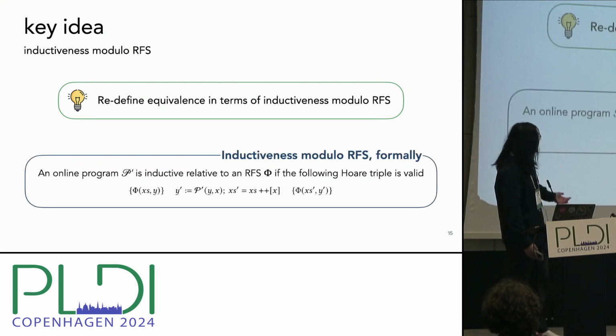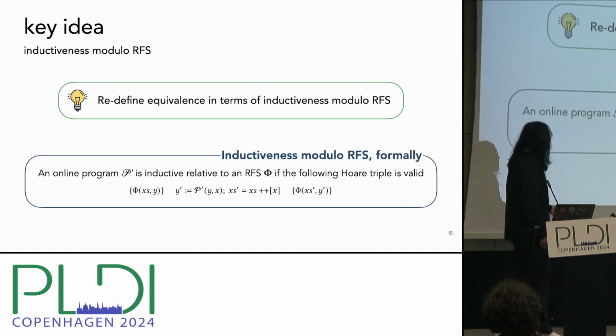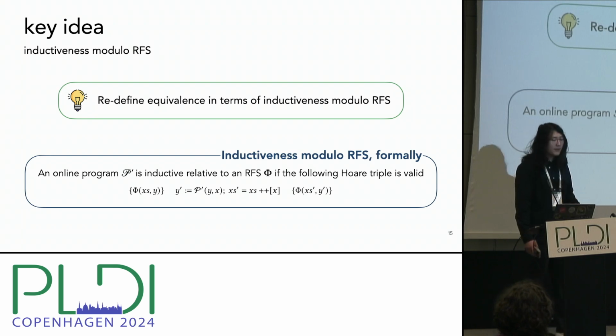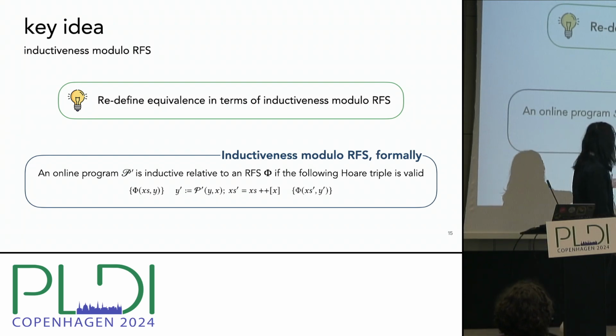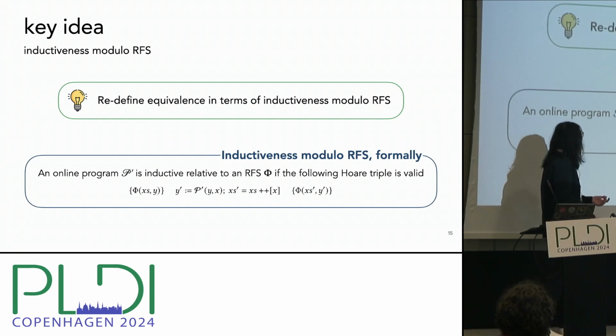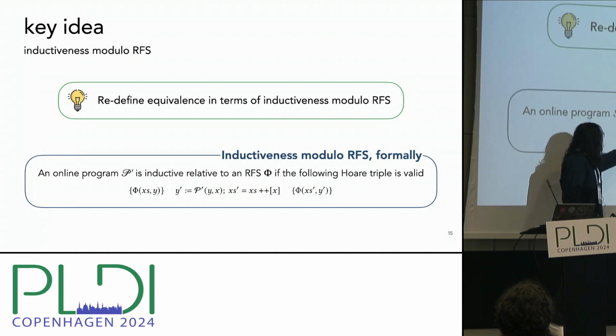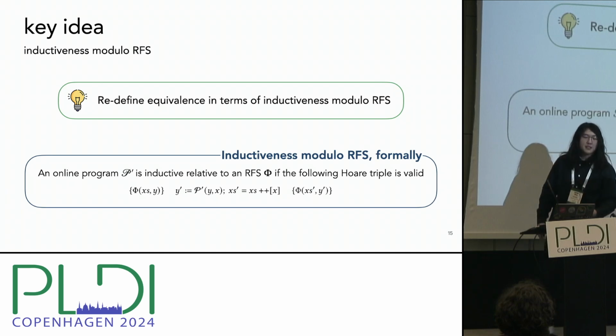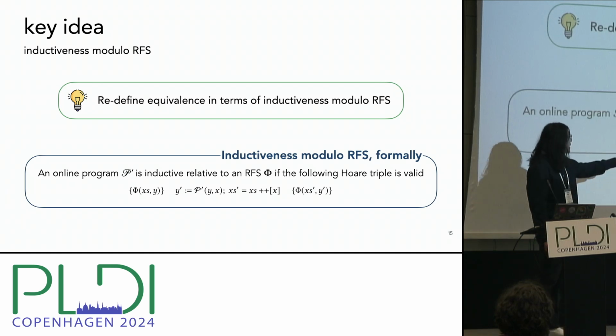Let's take a look at the formal definition here. So formally speaking, an online program P prime is inductive relative to RFS phi if the following Hoare triple is valid. At a high level, that means that if the state variable y has some correspondence to xs, then after getting a y prime, which is the updated state variable, we should get some correspondence to the new list xs prime.